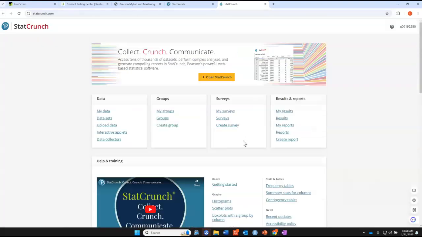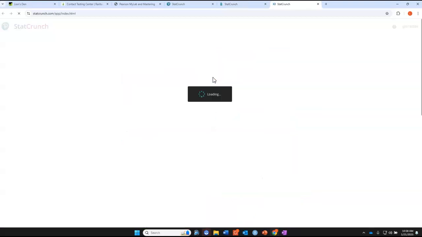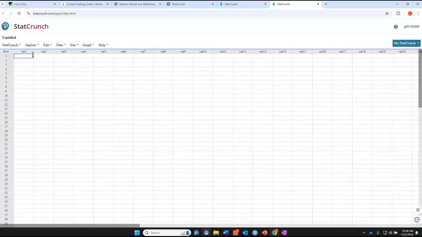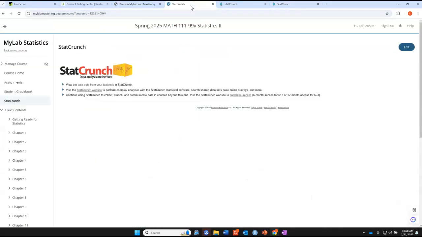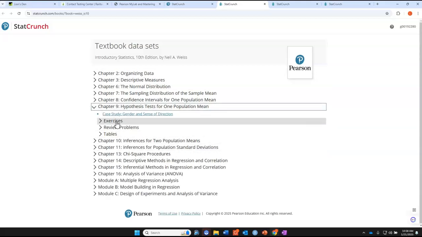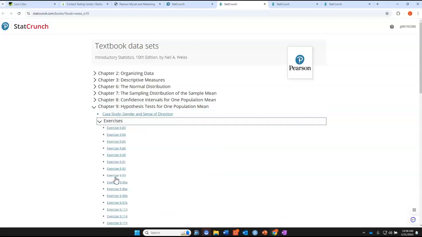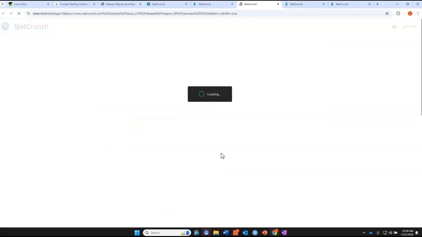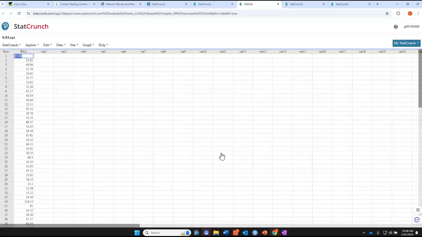Sorry, it's probably best again if I just make one. Open StatCrunch. Oh, because I hit the wrong button. That would be helpful. Here we go. So we can get into something maybe you're familiar with, which is hypothesis testing. We'll just pull one of these exercises. I have no idea what it is, but it's okay.